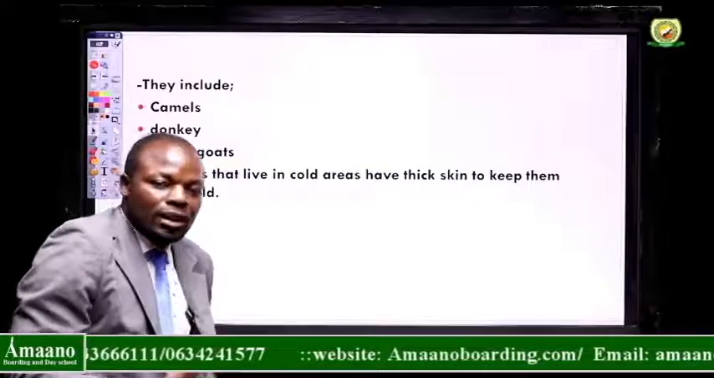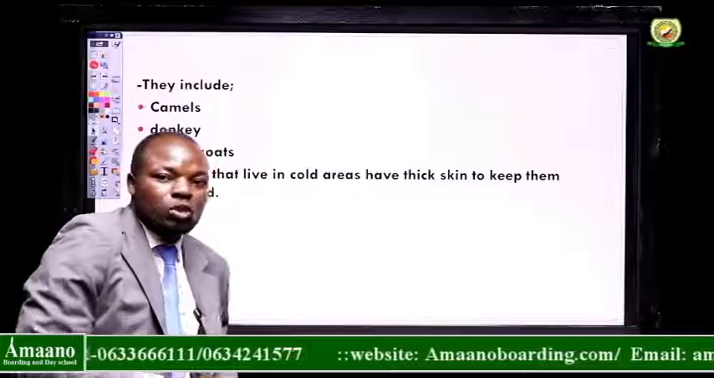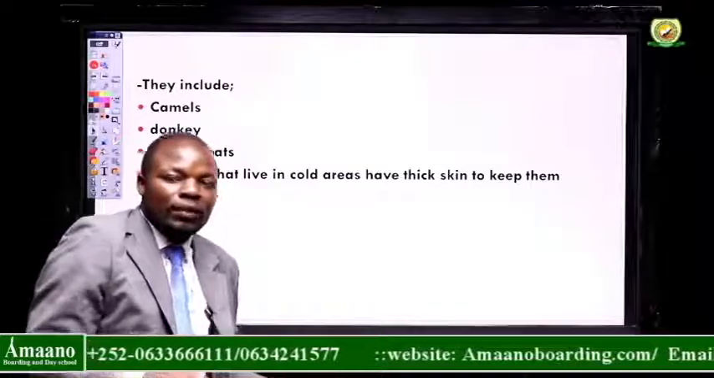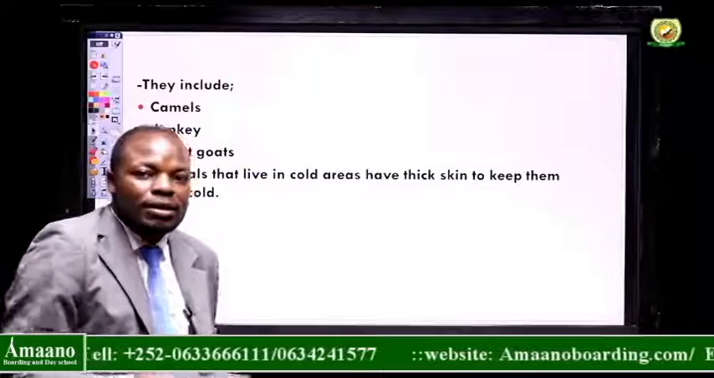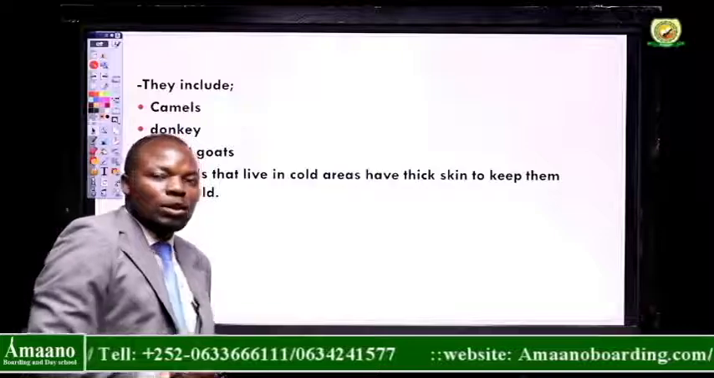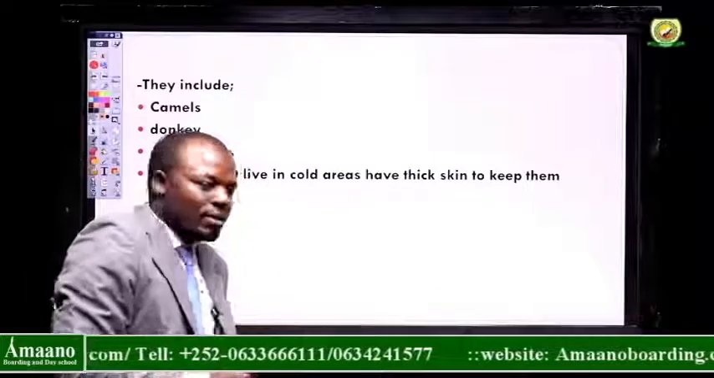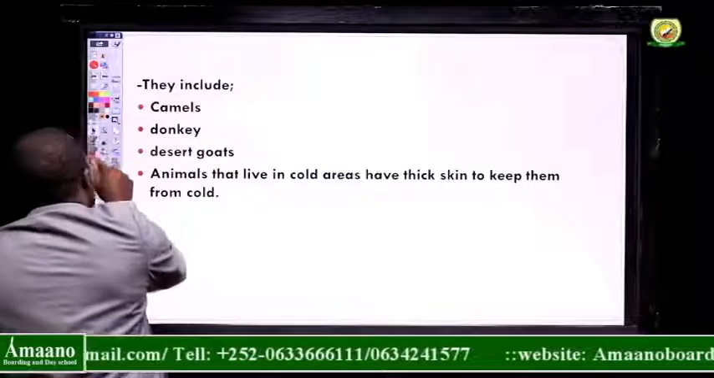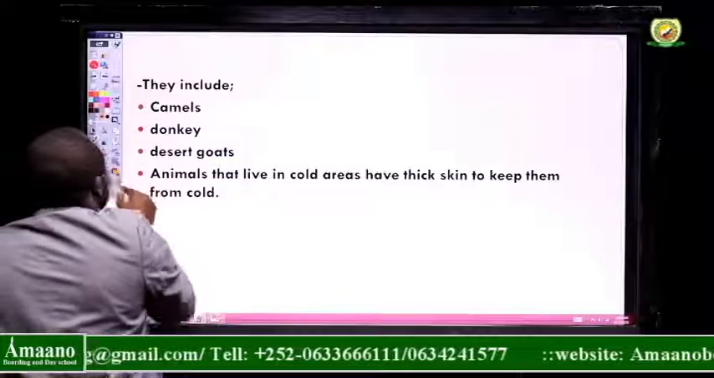And a camel, for example, has a hump in which it can store water for a long period of time, and that's why camels can stay in a desert. We also call them desert sheep. They can stay in a desert for a long time without water. Now, what about those that live in cold areas? Animals that live in cold areas have what you call here, if I can just highlight it, allow me to do that.